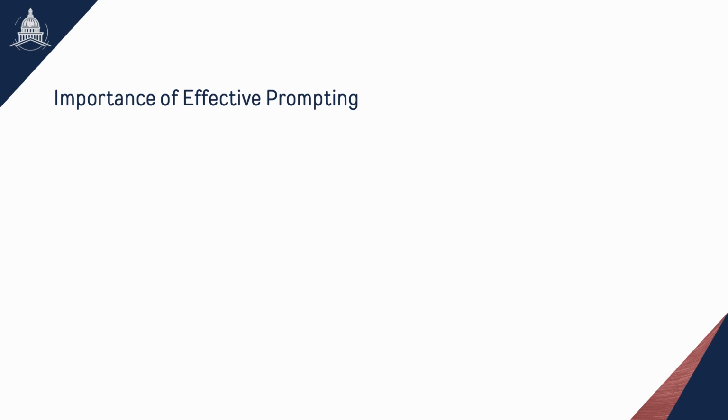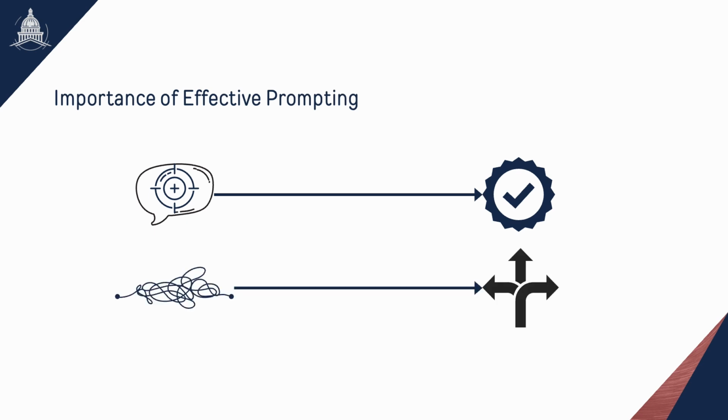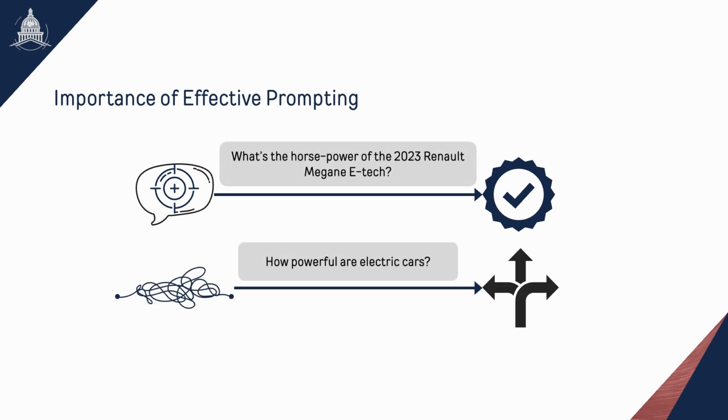So what is the importance of effective prompting? Efficient prompting makes the difference between useful and irrelevant outputs. For instance, when asking for information, a clear prompt might generate a clear and precise output, while a vague one might result in generic text. Like, for example, the difference between asking for the power of a specific electric car, in this example, the 2023 Renault Megane E-Tech, versus asking how powerful are electric cars in general.